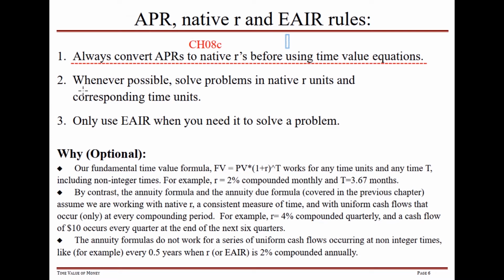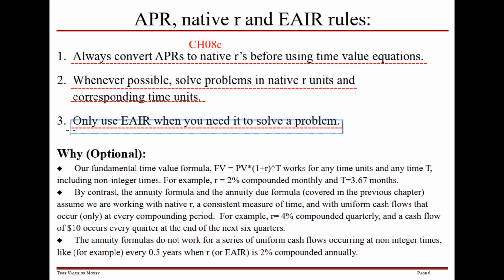Okay, so second thing is whenever possible, once we get rid of that APR, once we've squashed it like a bug, we want to solve our problems in our native units for R and the corresponding time units. So for example, we get our R into 6% compounded quarterly, and then we're going to measure T in quarters, not in years or days or months or something like that. And then third rule is use EAIR only when you need it to solve a problem. So I might give you an EAIR and ask you to find the R. I might give you an APR and ask you to find the EAIR. So in that case, you'll have to go from APR to R to EAIR, that sort of thing. So if you follow these three rules, you should always get the right answer for problems involving APR and EAIR.